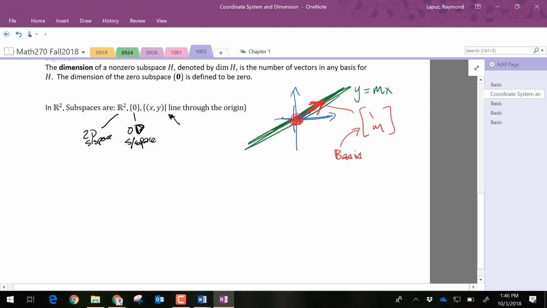and your line is your only real proper subspace in R2. It's a one-dimensional subspace. Okay? So in terms of R2, you only really have three possibilities for subspaces. It's either the whole thing, zero, or a line passing through the origin. Okay? Any questions about that?